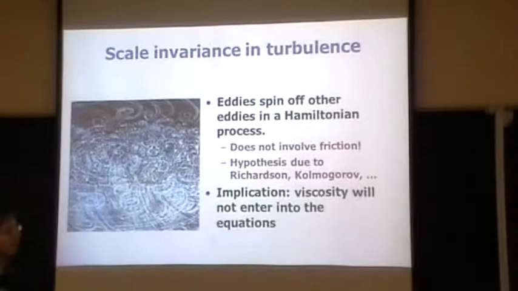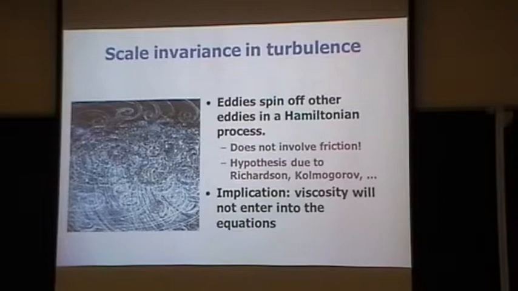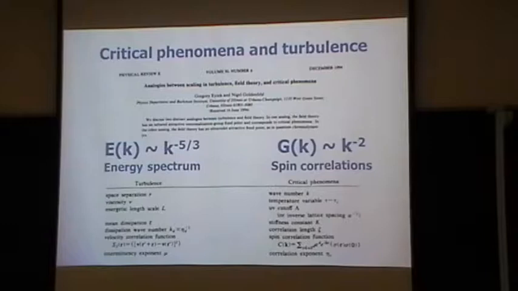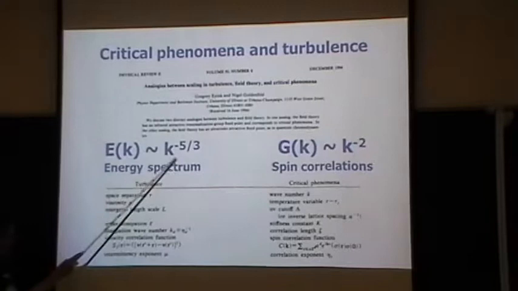Okay, so now I want to ask, what happens in turbulence? I'm going to skip this because I told you all of this yesterday. So I'm going to ask now, what is the analog of Widom's formula in turbulence? Think about why there should be an analogy between critical phenomena and turbulence. Well, you know that the Kolmogorov spectrum, E of k, goes as k to the minus 5 thirds. That's a kind of mean field theory result. I described it yesterday as a kind of mean field theory.